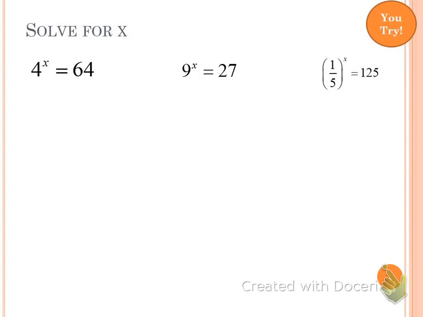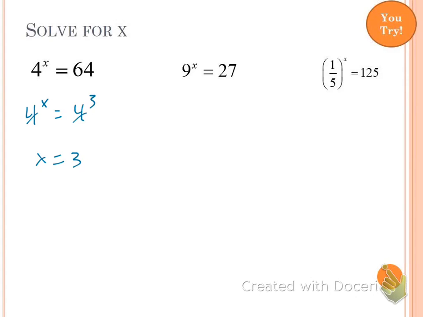Remember the whole point here was to get a common base on both sides. So exponent base, that is. So since the left side on the first one has a base of 4, I want to rewrite the right side as 4 to the third power. Then we can drop the bases, and x is equal to 3.